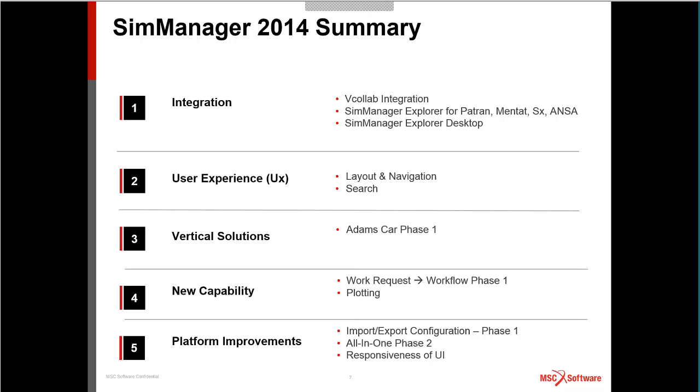We've developed a vertical discipline solution, so we're looking at developing not just a generalized product, but very targeted solutions. One example of that we released last year was Material Center. This year we're releasing Adams Car. We have a phase 1 release of that. We've enhanced some new capabilities and extended some others. An example of that is some of the work that we've done with work requests. We've had work requests, but we've added some significant new capability there. And then with plotting, you'll see that today as well.